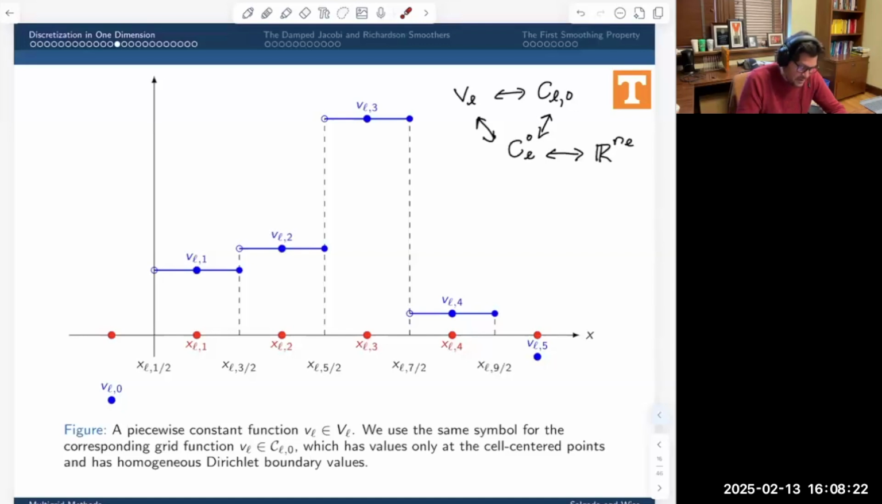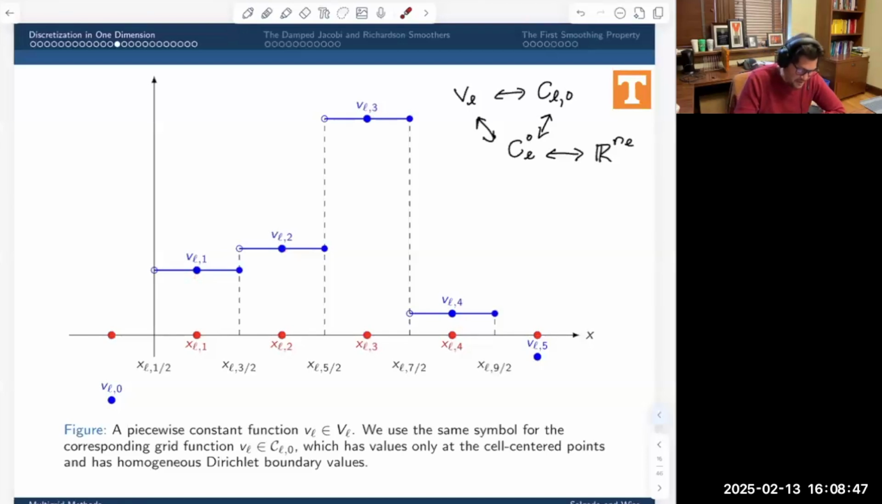Now, what is VL? VL is the space of piecewise constant functions. So for example, it would be a function which looks like this. Piecewise constant, and they're constant over these intervals, which we're calling the cells. So there are 4 cells in this example. Piecewise constant on those individual 4 cells. They only have values at these 4 points.